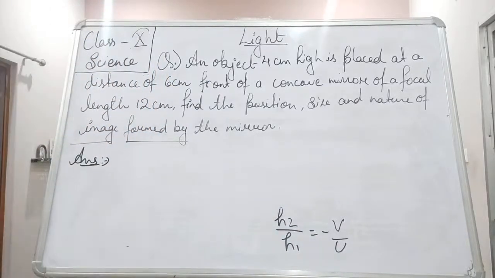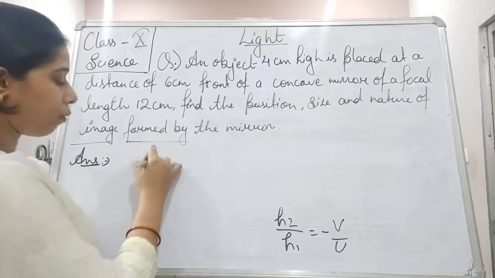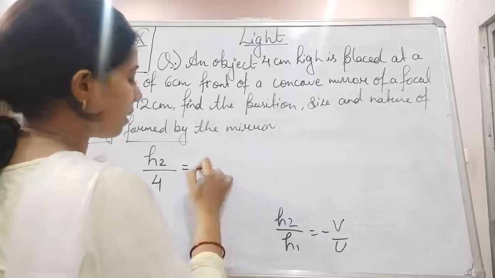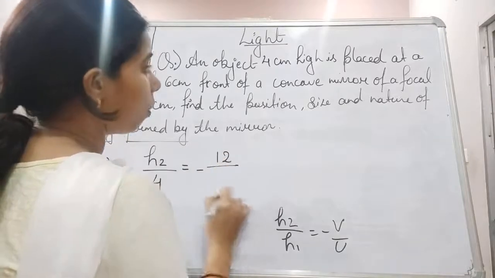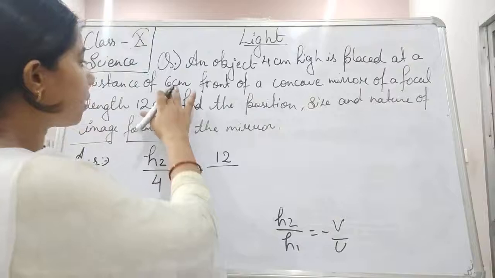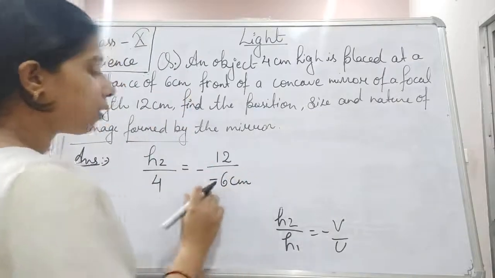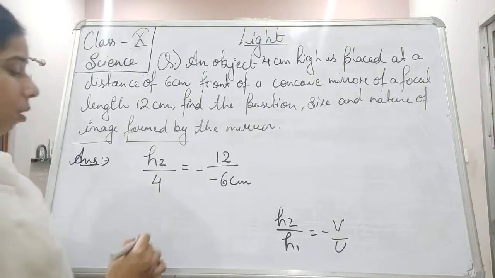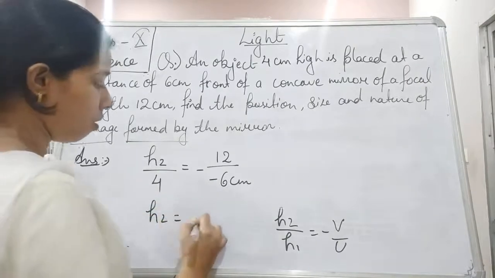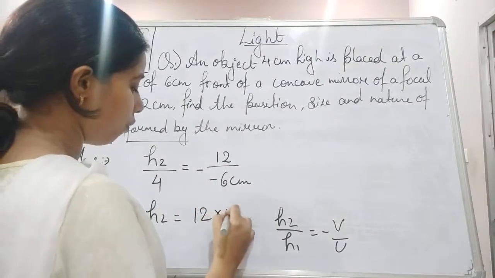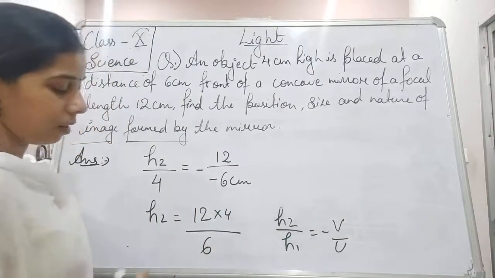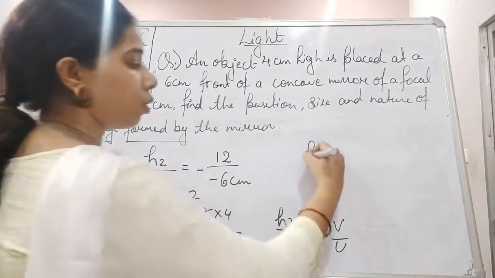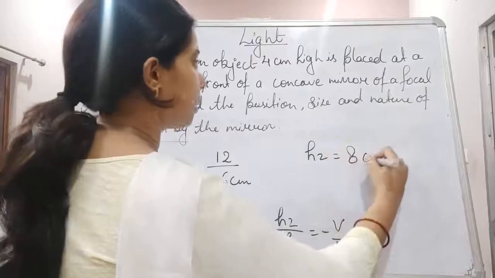Putting the value here, H2 is what? That we have to find. Upon H1, which is given as 4, plus 1 is equal to V, which is minus 12, upon the object distance, which is minus 6 centimeter. Now this minus and this minus will become plus here. So H2 will be equal to 12 into 4 upon 6. Now 6 divided by 12, it will be 2, so 2 into 4, so H2 will be equal to 8 centimeter.